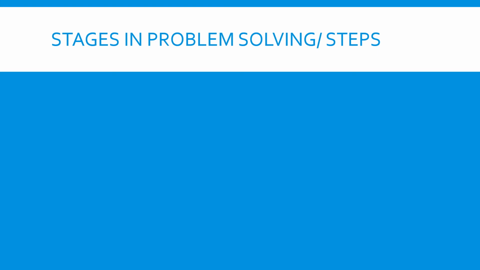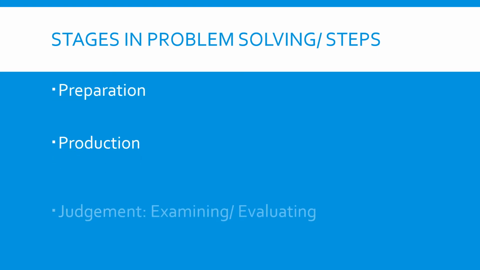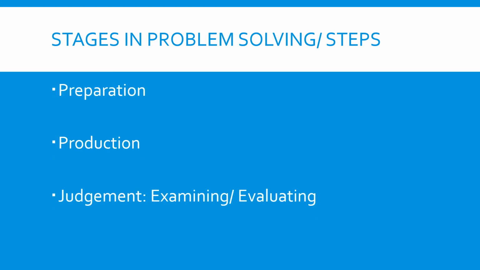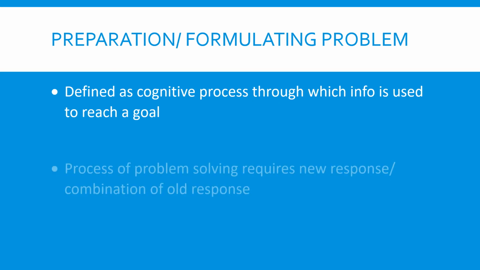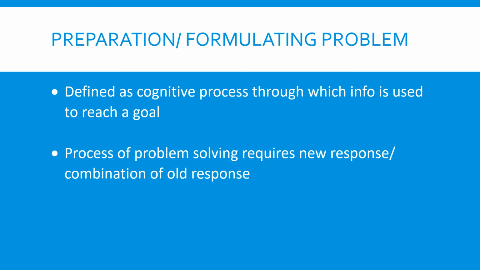So the stages of problem solving are preparation, production, and judgment, that is examining and evaluating. Talking about preparation and formulating problems, it is defined as a cognitive process through which information is used to reach a goal. It is the process of problem solving that requires new responses and combinations of old responses. Reason often provides the answer.